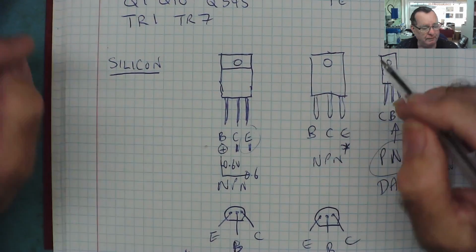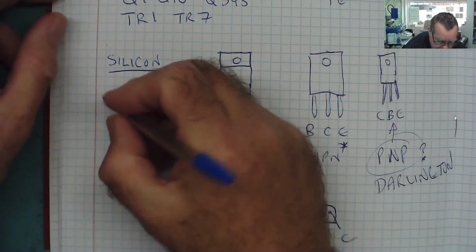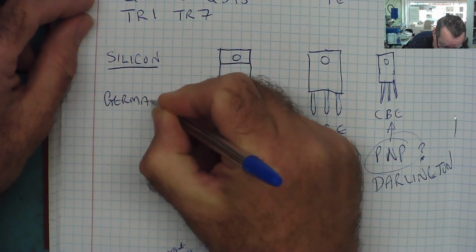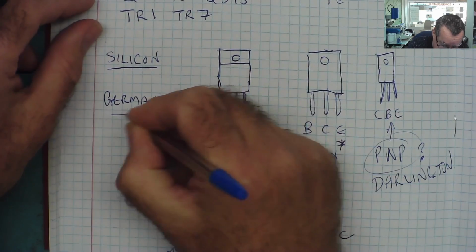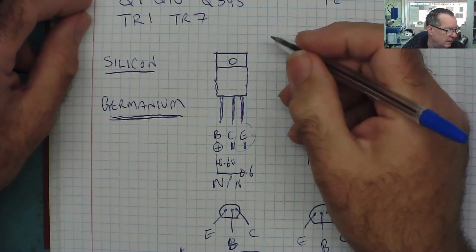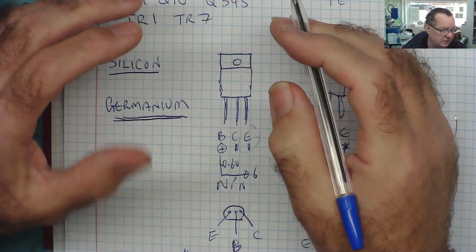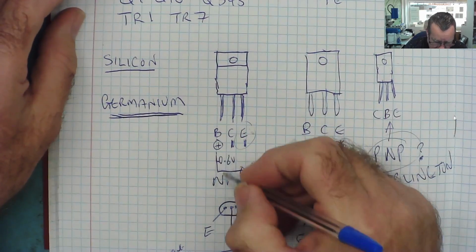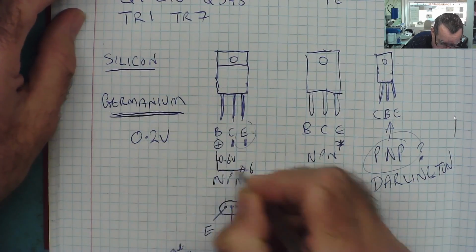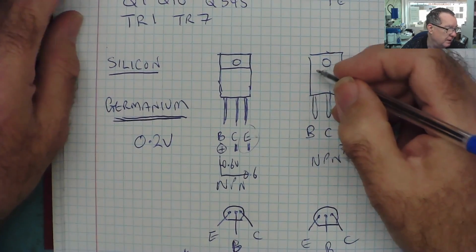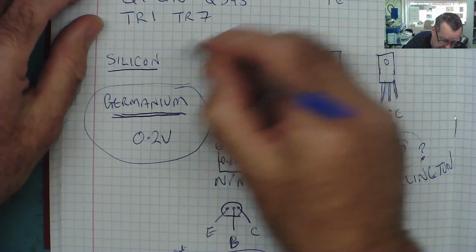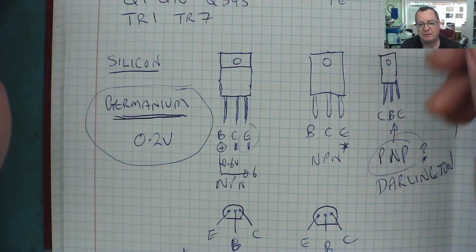If you're working on vintage equipment, you may also find germanium transistors. These were used certainly in the 60s, 70s, and these transistors have a voltage drop of about 0.2 volts across the semiconductor junctions, base to emitter, base collector. You'll only come across them in old equipment, I would say.